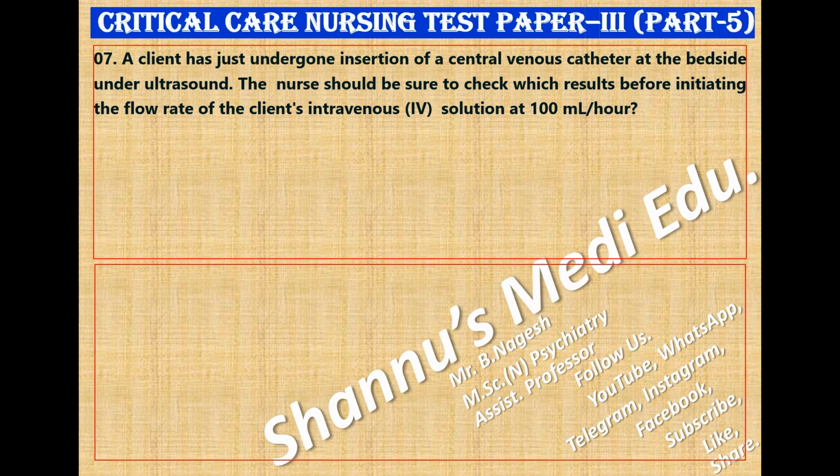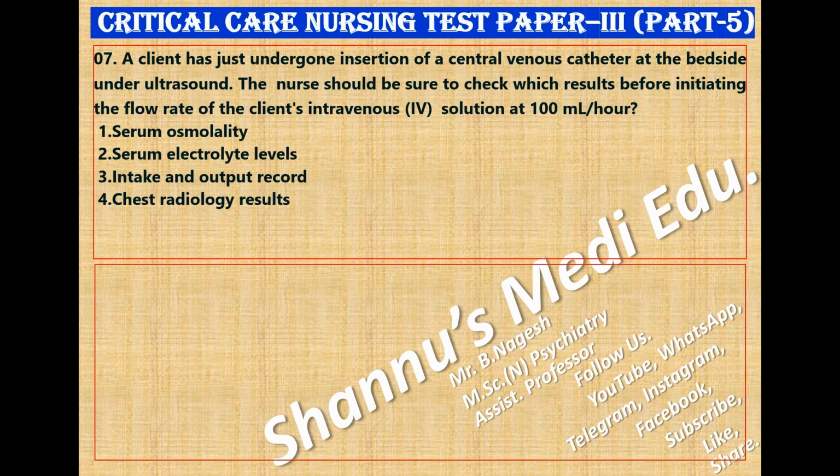Question number 7. A client has just undergone insertion of a central venous catheter at the bedside under ultrasound. The nurse should be sure to check which result before initiating the flow rate of the client's intravenous solution at 100 ml an hour? Option 1 is serum osmolality and serum electrolyte levels. Option 3 is intake and output records. Option 4 is chest radiology results.